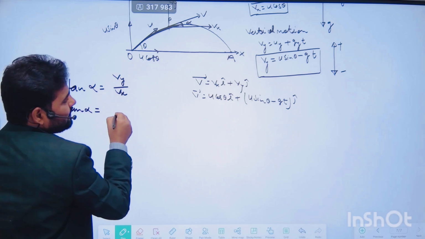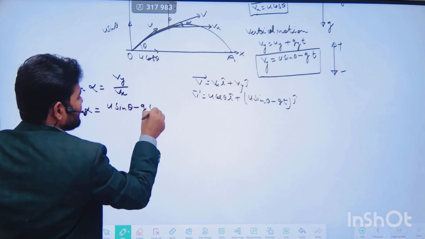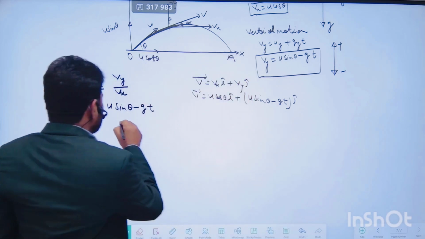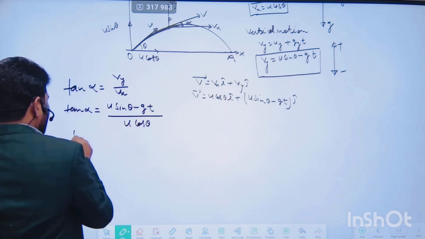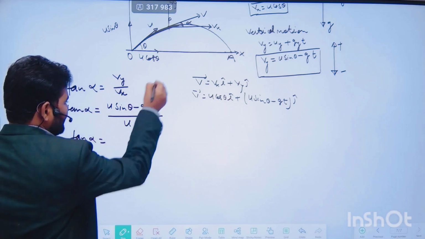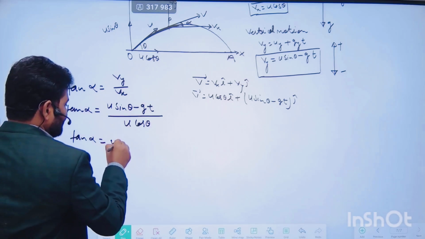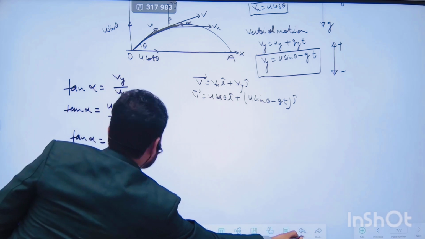So what about tan alpha? Vy is equal to U sin theta minus gt. And here Vx is equal to U cos theta. So from here tan alpha is equal to (U sin theta minus gt) upon U cos theta. Okay, so we can do one thing from here.